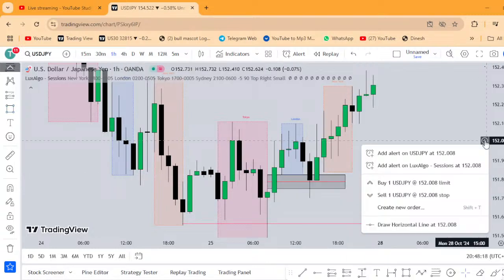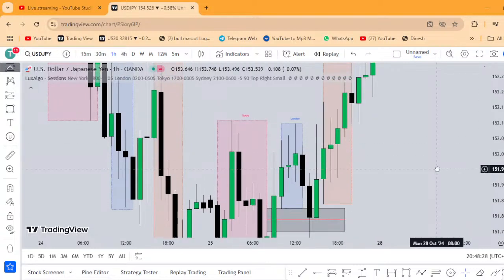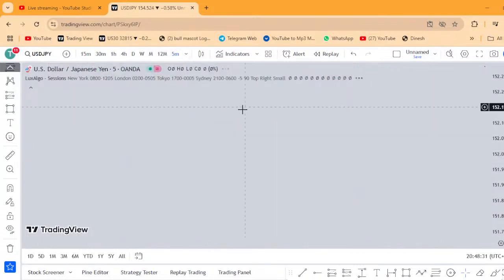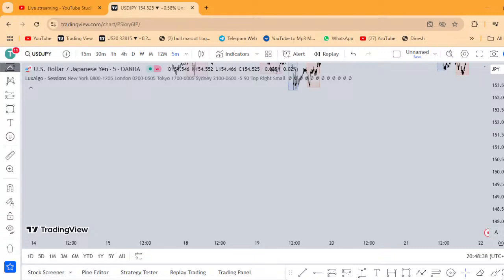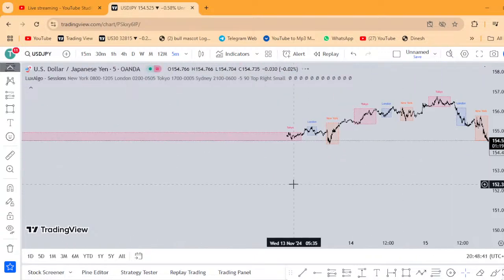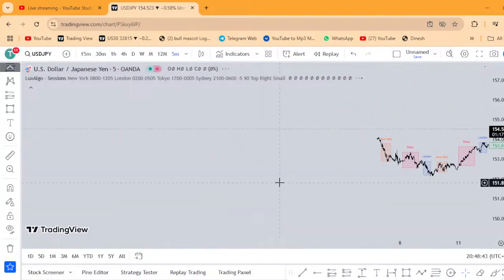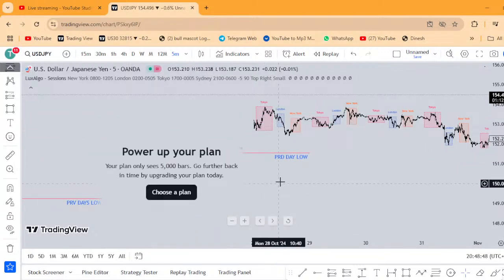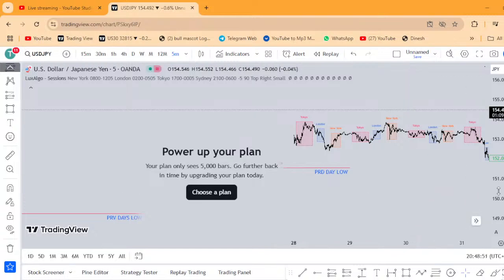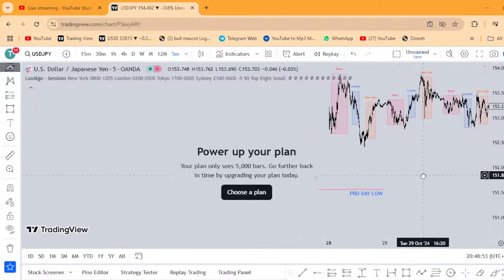So in London session, price pushes up but does not give us an entry. It taps into this fair value gap and then an opportunity comes in New York. So let's see how the opportunity will be there in New York on the 5-minute chart. The 5-minute chart will give us an opportunity for entries in this particular price action.